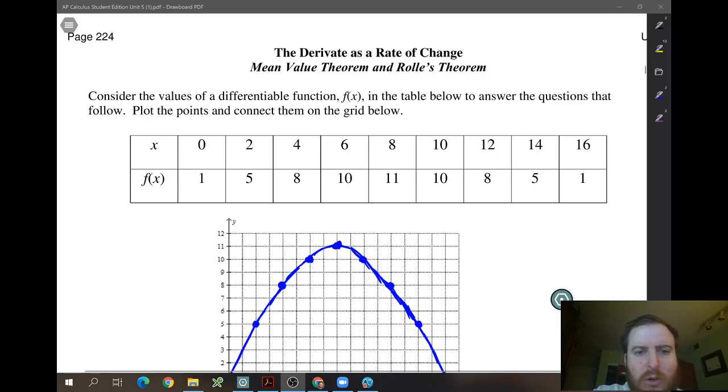So we're going to be learning two new theorems today, the mean value theorem and Rolle's theorem. And they're very, very closely tied together. And they're both going to kind of talk about the derivative and that rate of change.